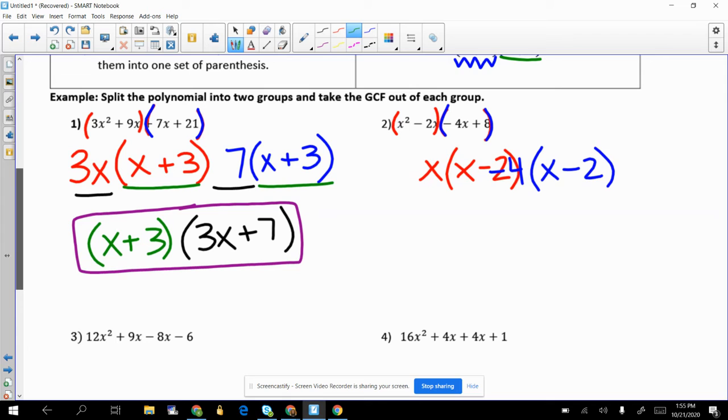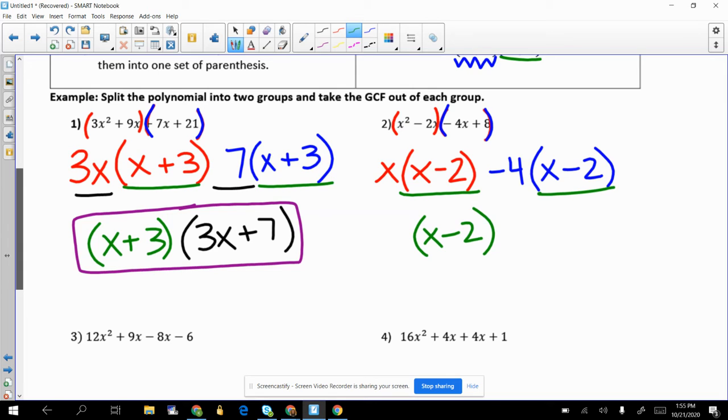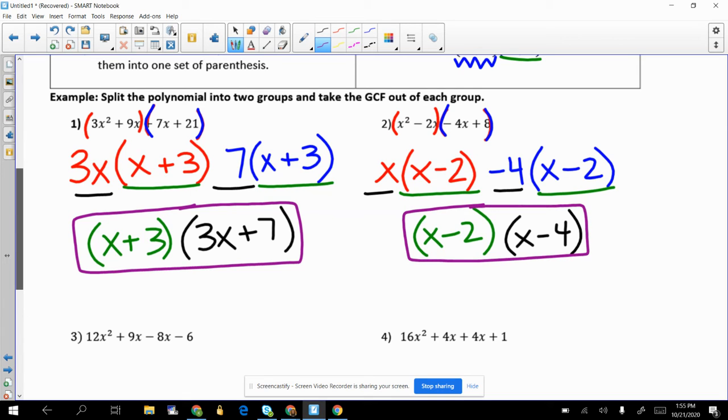Now these match up. So we would have x minus 2 as one of our factors, and then x minus 4 as the other. The GCFs become your other factor. And that's it. That would be your final answer there.